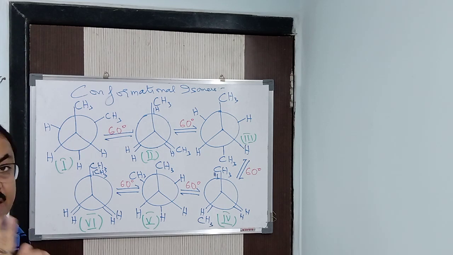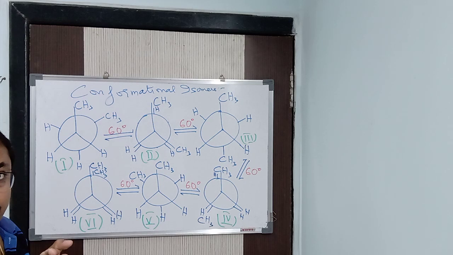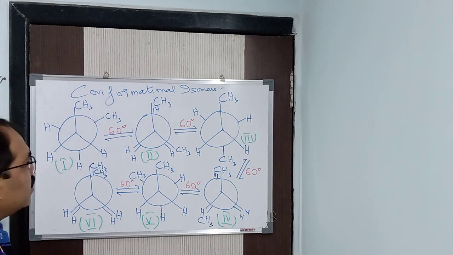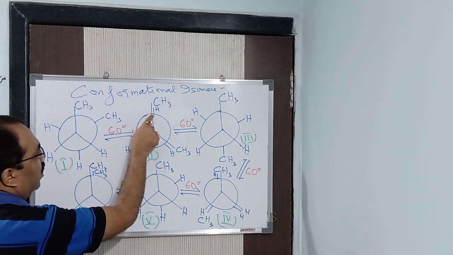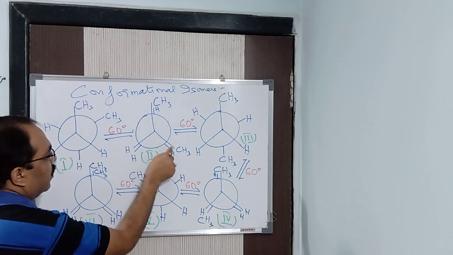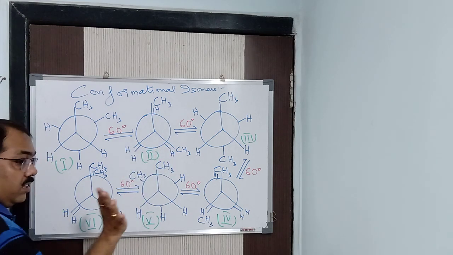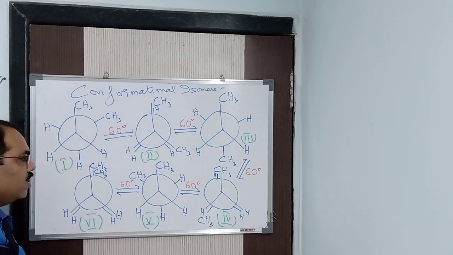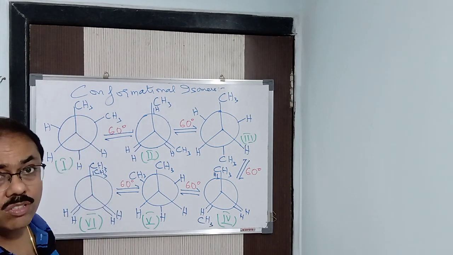You have read it. Staggered means the angle between them is 60 degrees, and in case of eclipsed, the angle between them is 0 degrees. You can see 0 degrees, the angle between them, because they are parallel to each other. Do you remember all these things you have studied? In this way, it develops a strain that is known as torsional strain.